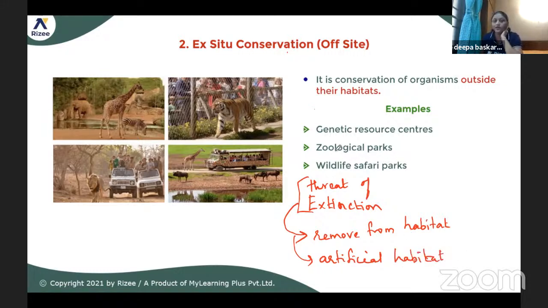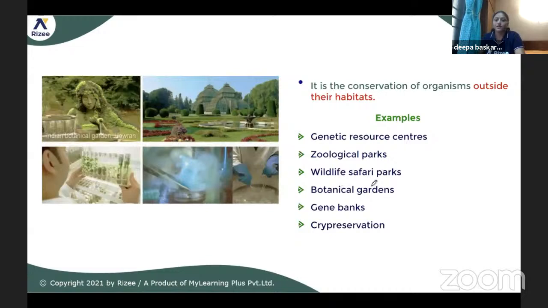So let us see genetic resource centers. What are they? Genetic resource centers, zoological parks, wildlife safari parks, botanical gardens, gene banks, cryopreservation. These are the major examples of ex-situ conservation. So what is the definition of ex-situ conservation? It is the conservation of organisms outside their habitats. Let us see one by one.